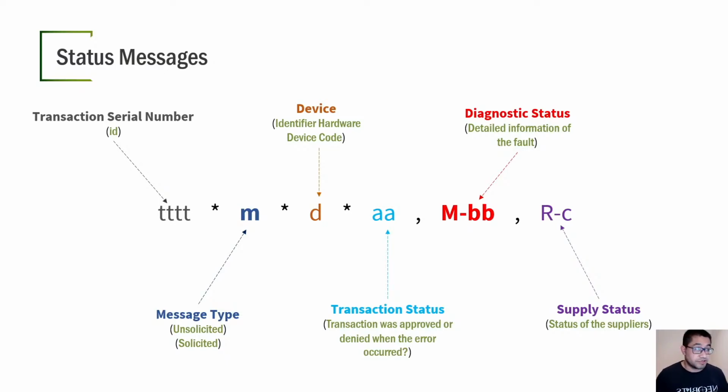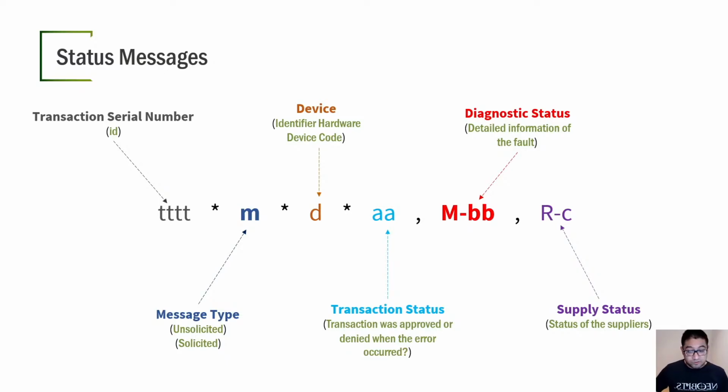This is from NDC. This is for NCR, and first we will have a transaction serial number that is just an ID. This is the error number 1. This is the error number 2. Something like that. Then we will have the message type. This will tell me if that error was unsolicited by the ATM or solicited by the ATM. Then we will have a device code. This will be the identifier of the hardware that made the error. Then we will have a transaction status. This transaction status will tell me if the transaction was approved when that error happened, or if the transaction was denied, or what happened in that transaction.